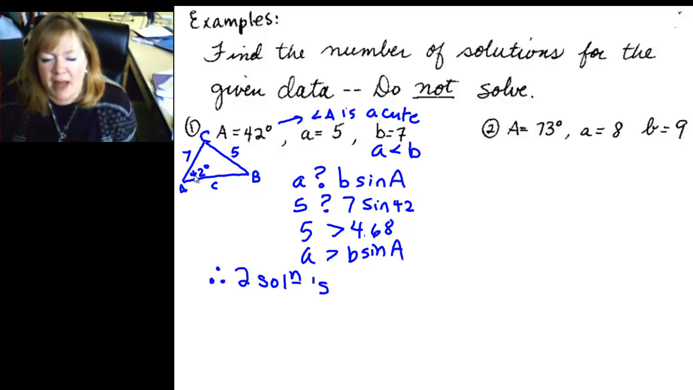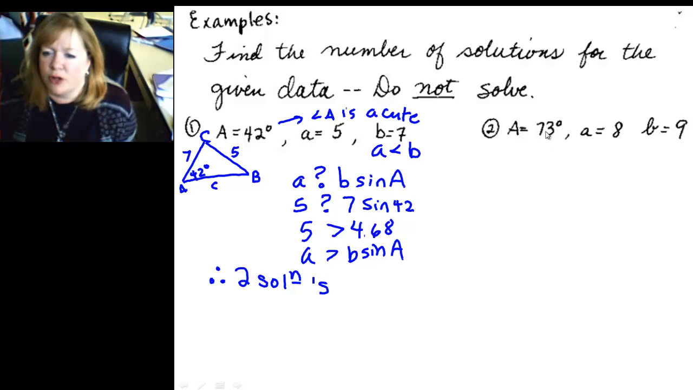If you think back to geometry, this ambiguous case should make a little bit of sense, because if you have angle A here is 42, and this side is shorter than this side, that means angle B has to be bigger than A. But the question is how much bigger? It could be just a little bigger, it could be a lot bigger. So that's why we have this ambiguous case.